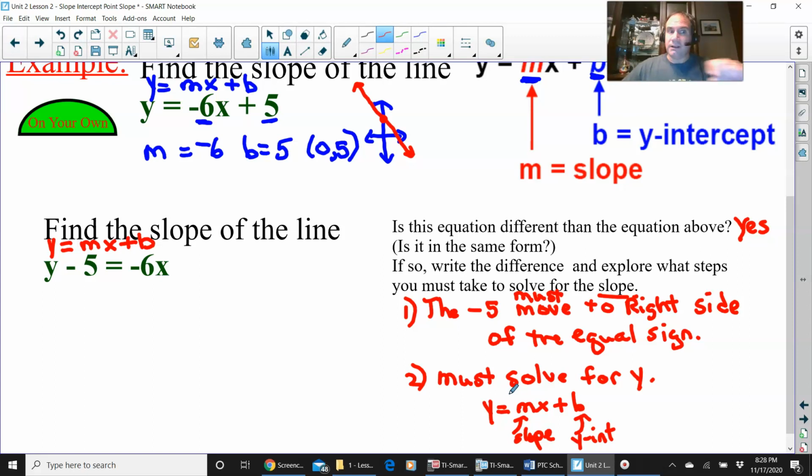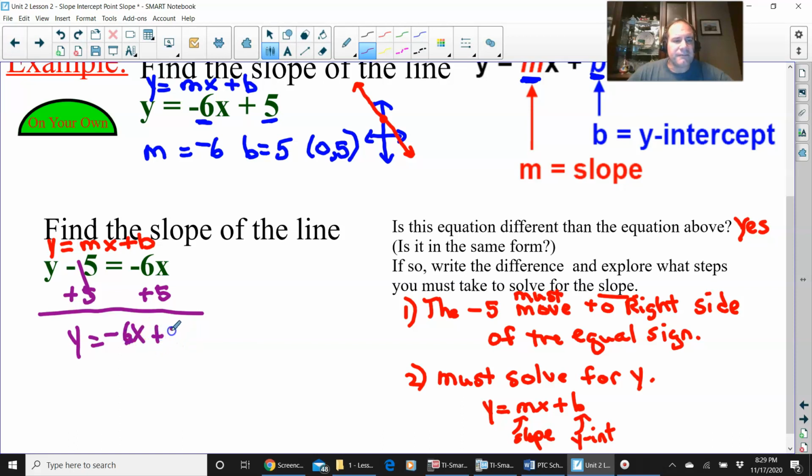All right, so let's go. We have y minus 5 equals -6x. What do you do to get the y alone? The opposite of -5 is +5. So that's what we're going to do. We're going to add 5 to both sides. Please don't say that's 11x on the right side. It is not. It's y equals -6x. And by the way, I always put the number with the x first. That's -6x plus 5. This is y equals mx plus b.